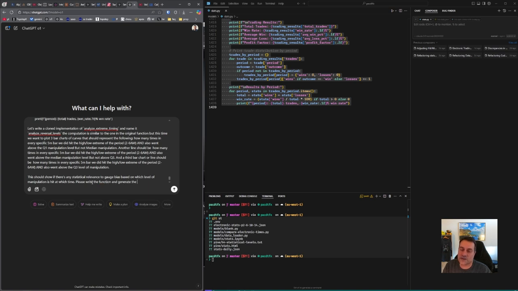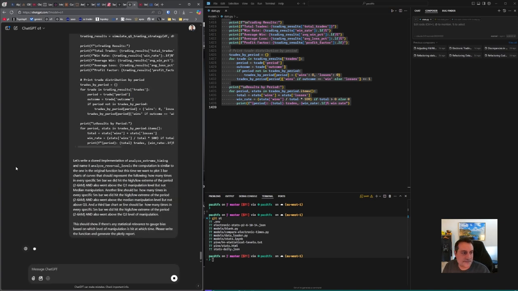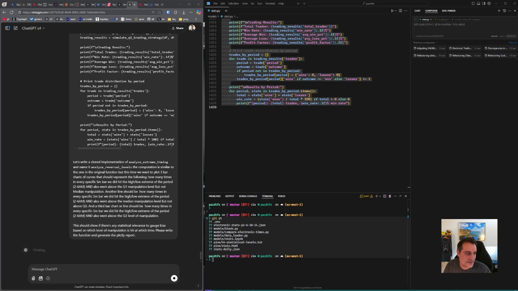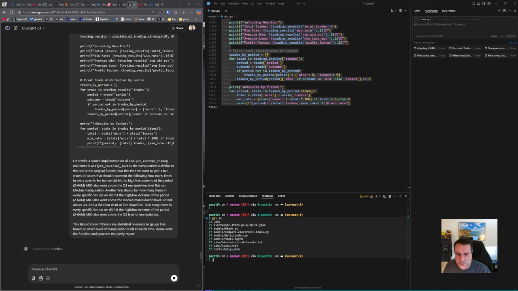Generate the Plotly report. Okay, some of this I might need to cut because I understand it's incredibly boring to watch. But you've seen a coder at work in the new age of AI. Let's see what it gives me, and let's see if we can run it, and if it's going to make sense.